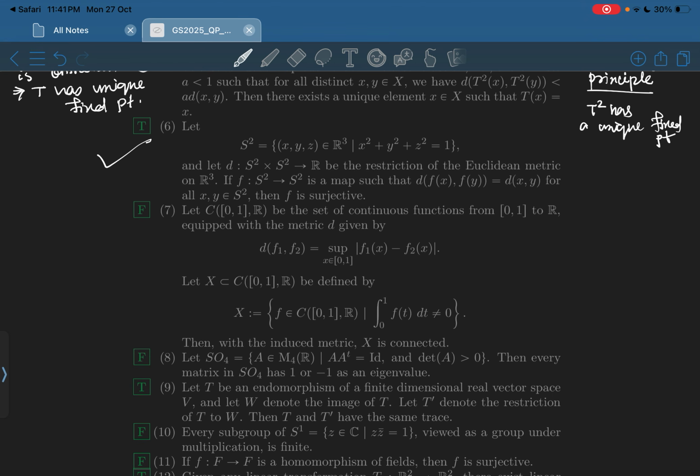Now I'm coming back to problem number 7. What is it saying? It's saying that we take the set of all continuous functions on the closed interval [0,1], and we can define a metric on this, basically the sup metric. With respect to the sup metric, we take the subset X of functions f such that the integral from 0 to 1 of f(t) dt is not equal to 0.